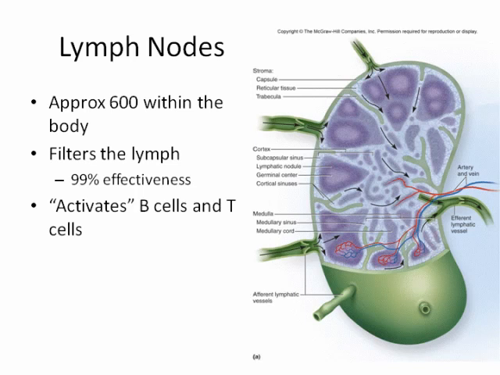Lymph nodes. Again, we've talked a little bit about these already. We have about 600 of them throughout the body, and their whole job is to filter the lymph. As it's filtering, it is looking for any kind of unrecognizable bacteria, virus, or cell, anything that might suggest that an immune response is needed. If an immune response needs to be activated, it will do that in conjunction with the B cells and the T cells. We have not talked about B cells and T cells yet. We will get to that in lecture. Don't you worry about that.